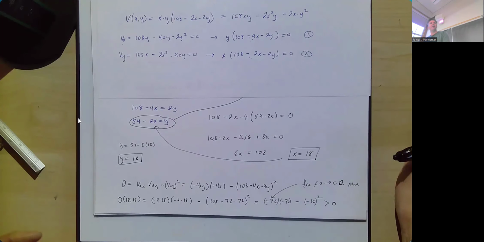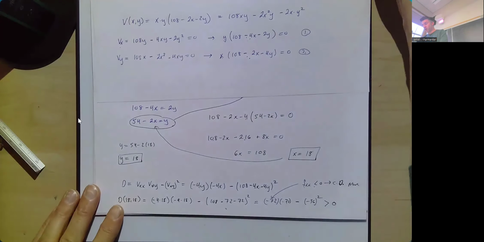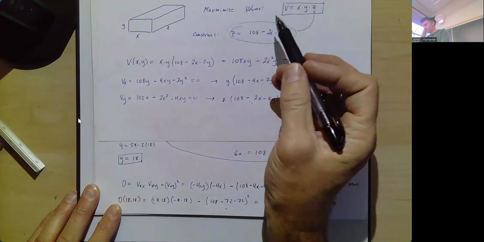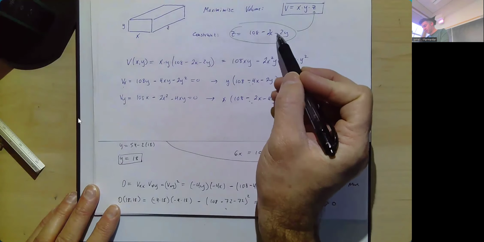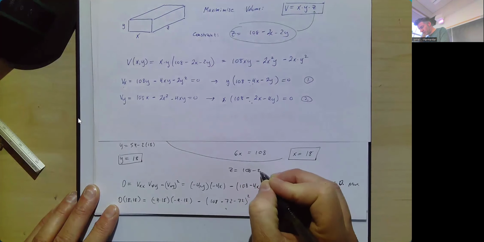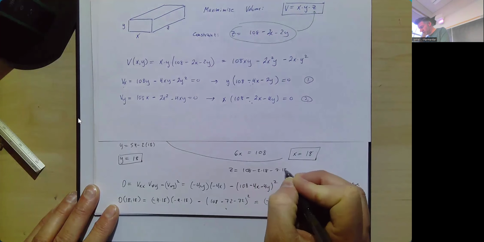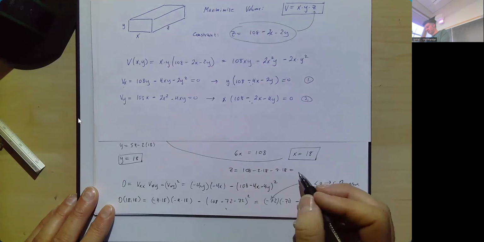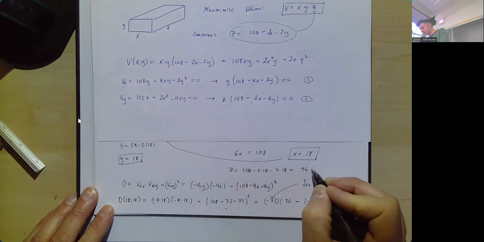Finally, I know it's right. It's kind of heinous no matter how you slice it. But at the end of this process, to go back and answer the question, what dimensions do we need? We have x, we have y, but we need to find z. So we go back to our constraint. We say z equals 108 minus 2x minus 2y. So z is going to equal 108 minus 2 times 18 minus 2 times 18, which is 108 minus 36 minus 36, which is 36.